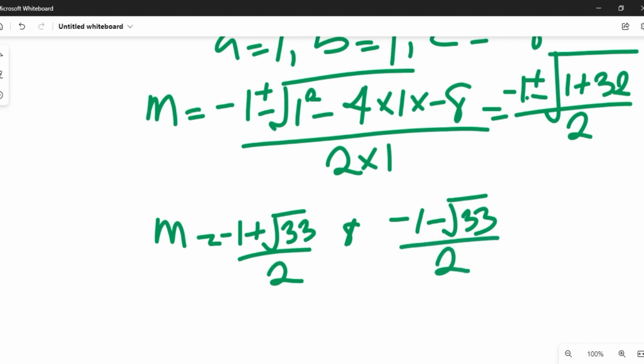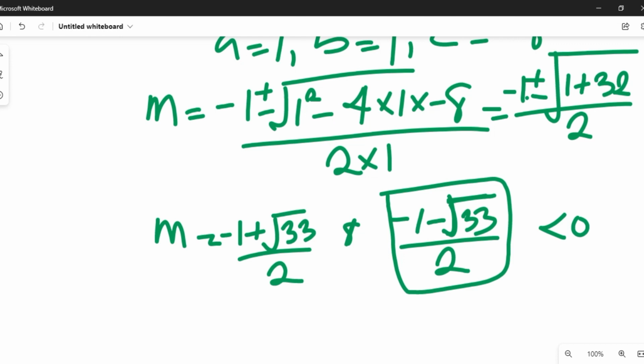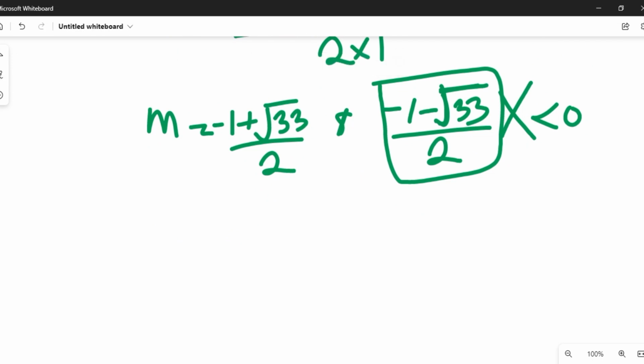Very good. Now come to look at these two roots that we have gotten as the roots for m. This very root, if we simplify this, we are going to have a value that is less than 0. And this shows that this is an imaginary root or a non-real root. As such, we are going to neglect it. So the only real root we have is this root, which is what? M equal to minus 1 plus square root of 33 over 2.